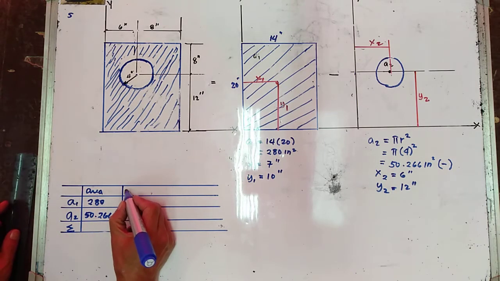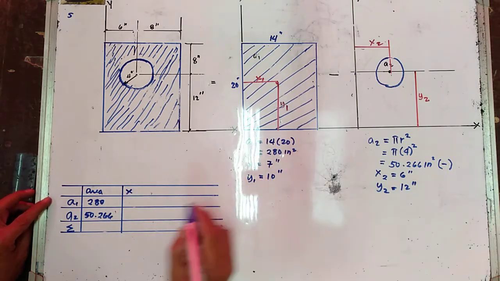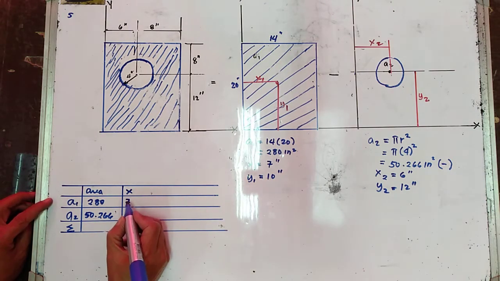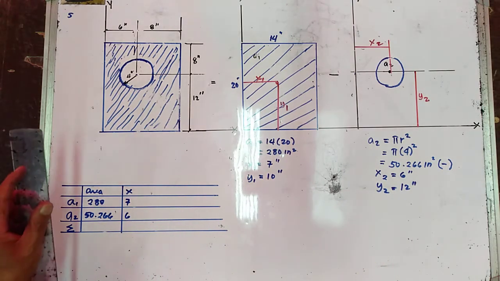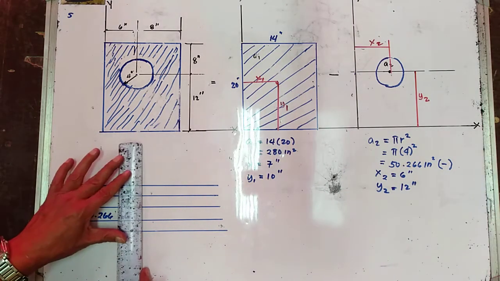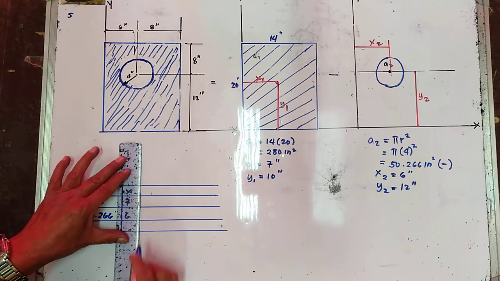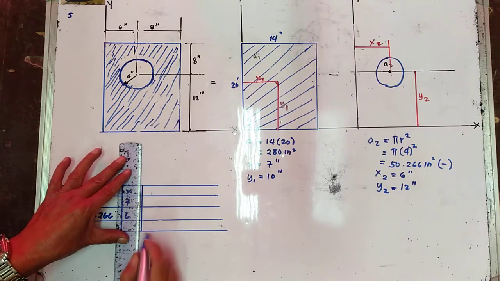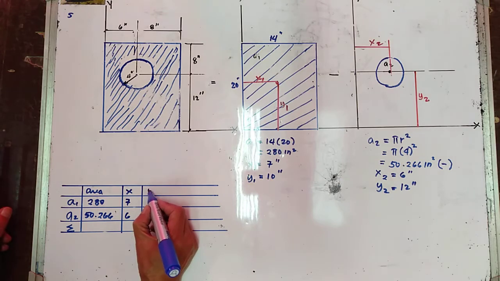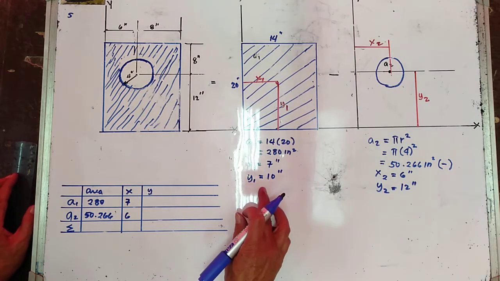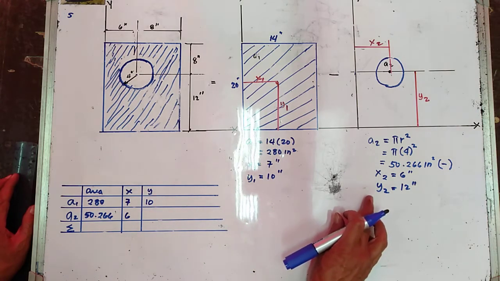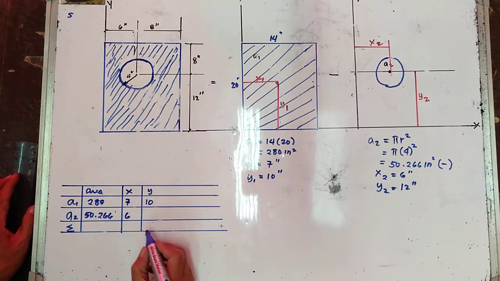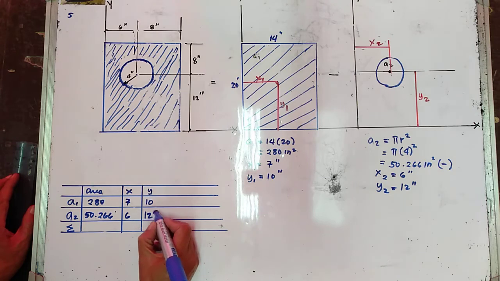So let's try to get now your x. For area 1, it is 7 inches. For area 2, it is 6 inches. Let's try to get now the value of y. For the first area, it is 10 inches, and for the second area, it is 12 inches.